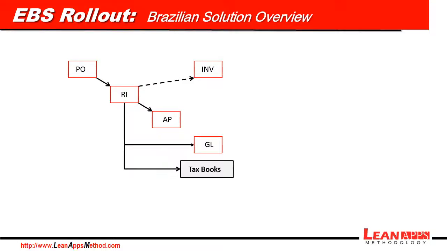The dotted line between integrated receiving and inventory is because we need a PO in order to update inventory. If there is no PO associated with the invoice, inventory balance will not be updated.